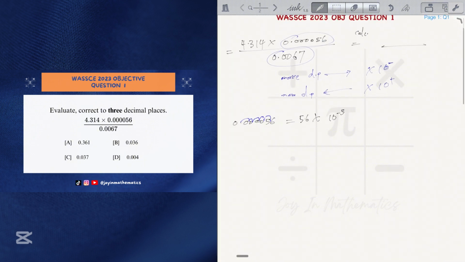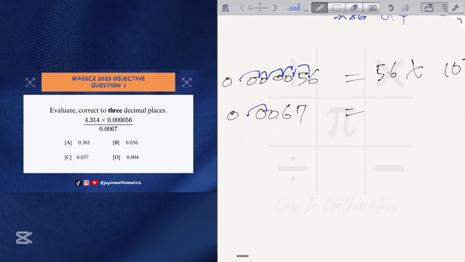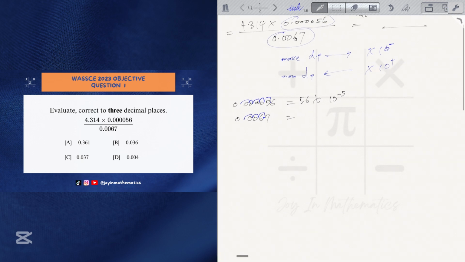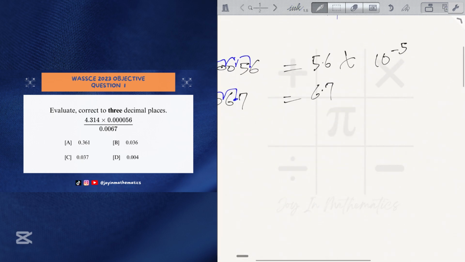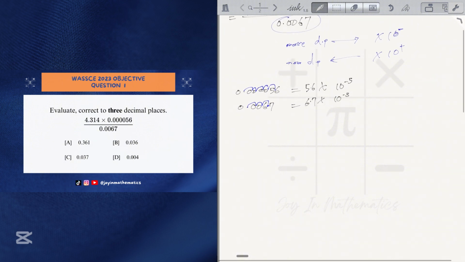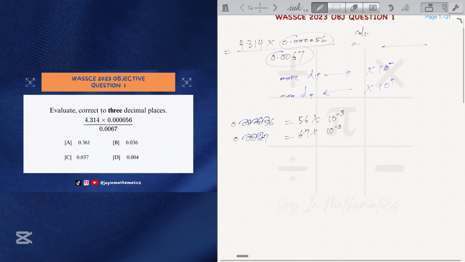Similarly, 0.0067, we are going to move the decimal place forward, and when we move it forward, we move it 1, 2, 3 times. So therefore this will result into 6.7 times 10 raised to the power of minus 3. Now we have converted them to standard form. Now let's substitute it into this value.